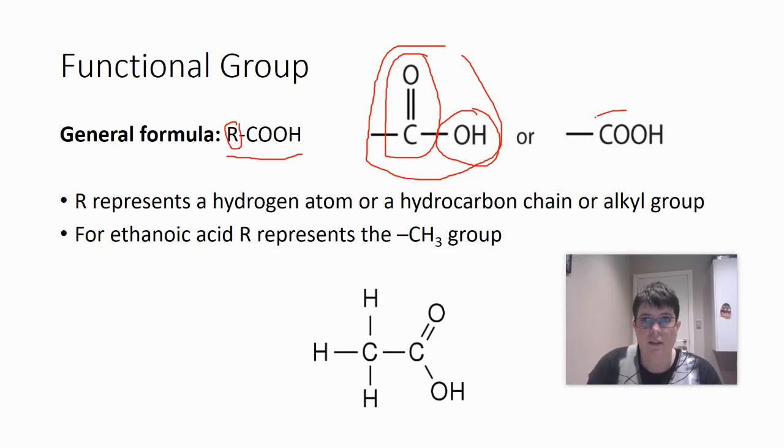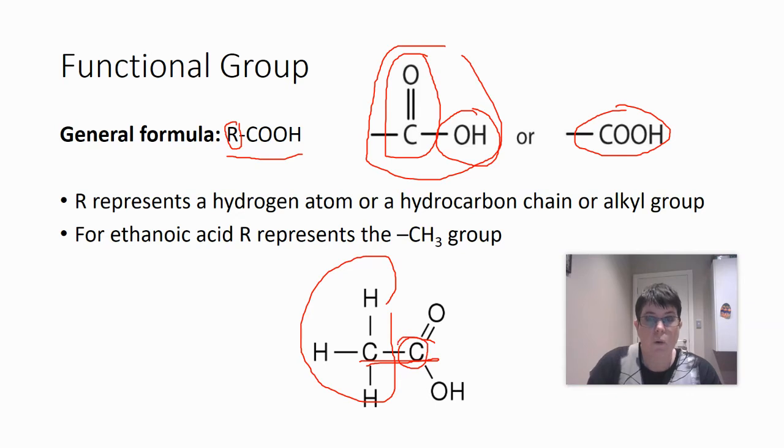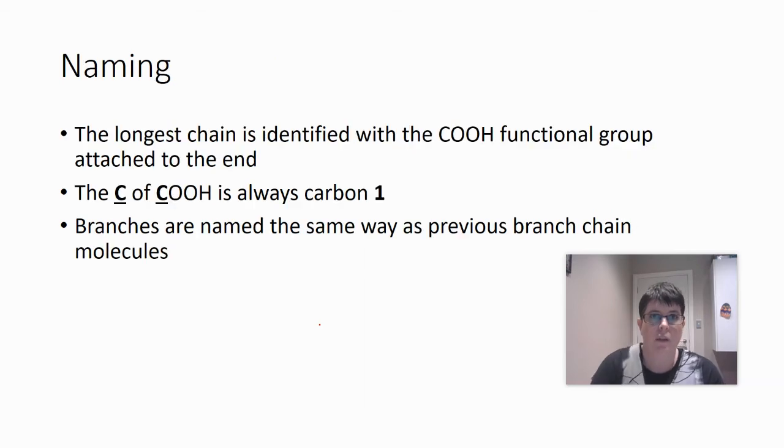Sometimes you see it written like this. So COOH means a carboxylic acid. For this one here, we've got ethanoic acid. The R group represents this CH3 group. We've got 2 carbons. Now this carbon here is always carbon 1. So you need to make sure you count that carbon when you're naming it.